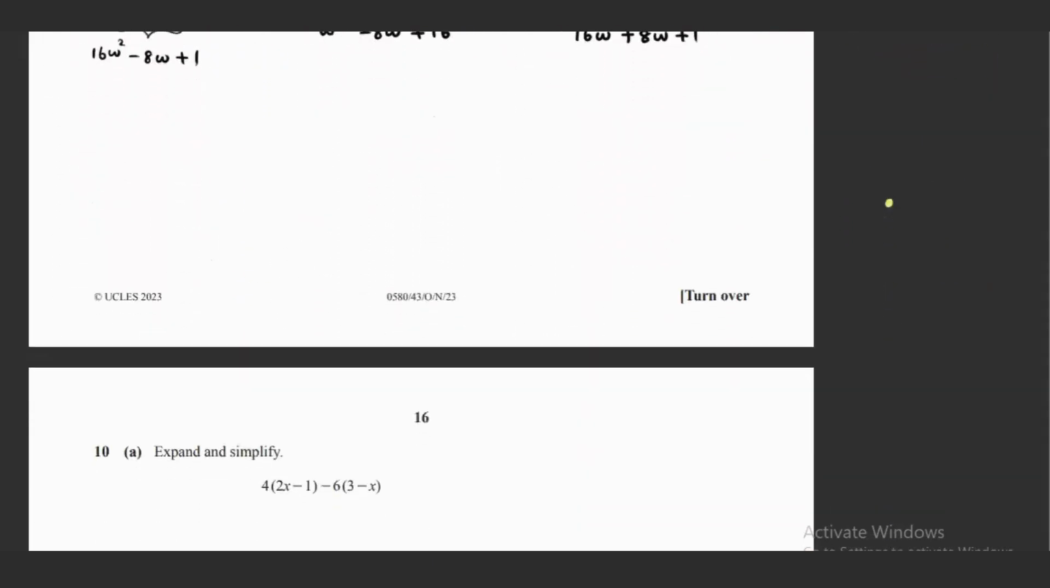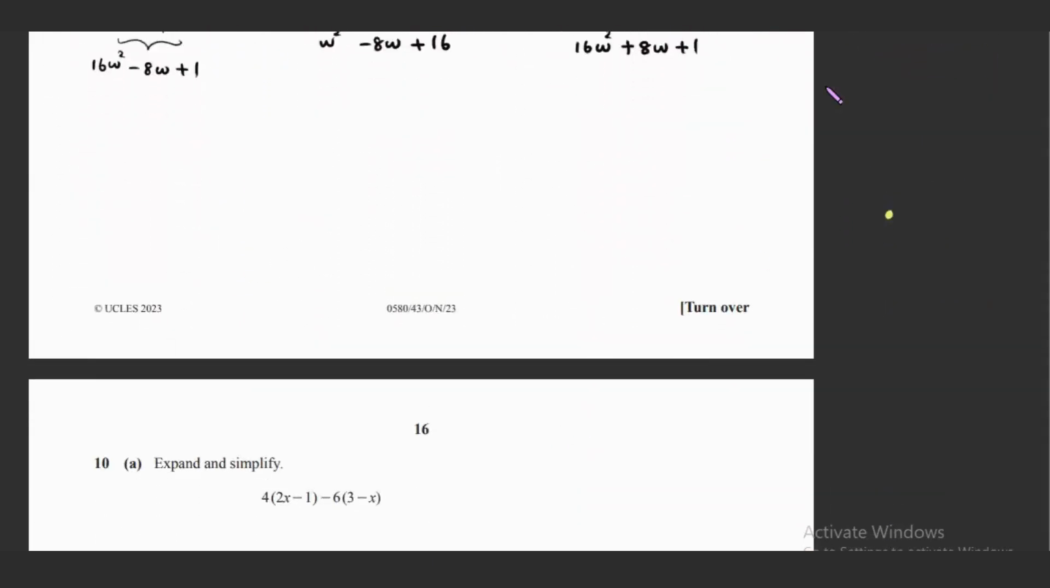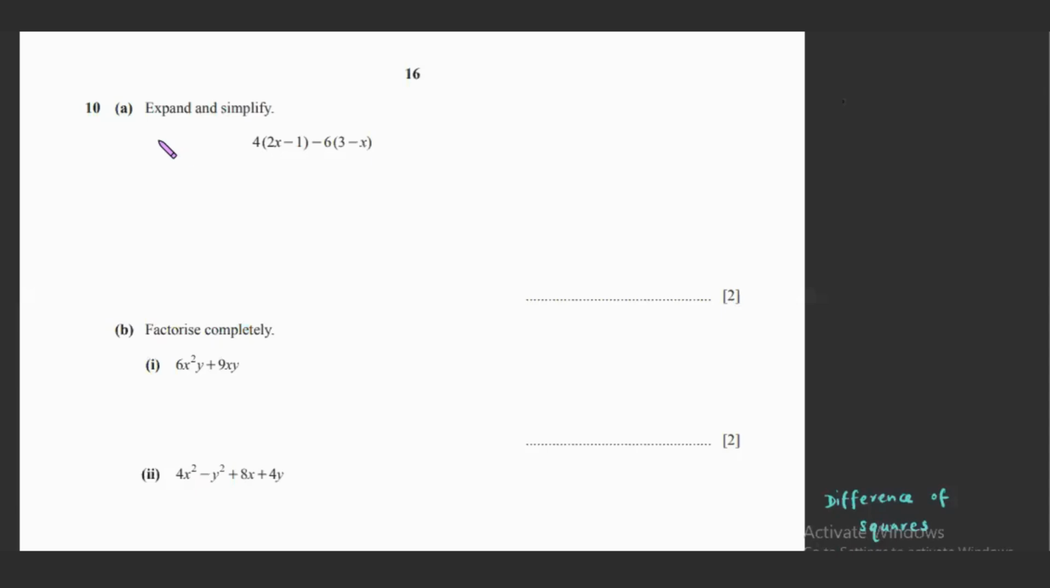Let's move on to the next question that we have, which is question 10. Expand and simplify. So I need to remove the brackets by multiplying the terms inside the brackets with the term outside the brackets. So 4 times 2x is 8x. 4 times minus 1 is minus 4. Minus 6 times 3 is minus 18. Minus 6 times minus x is plus 6x.